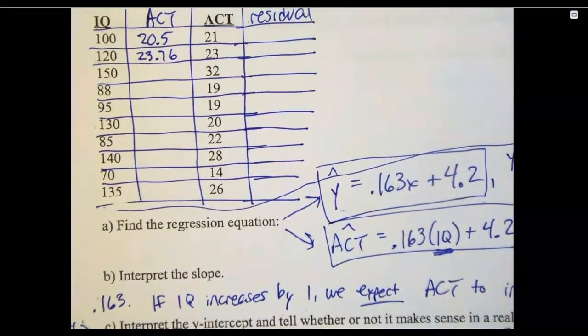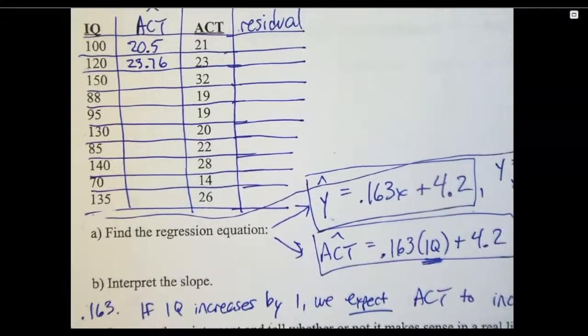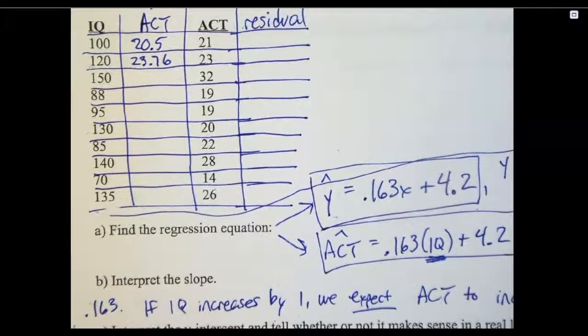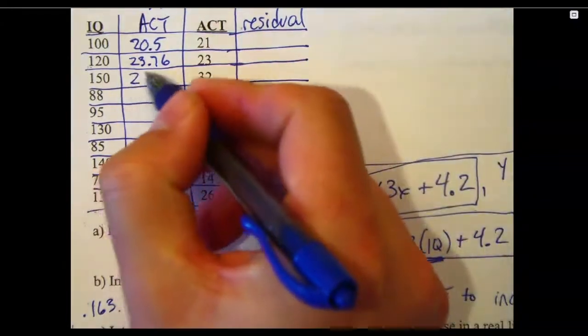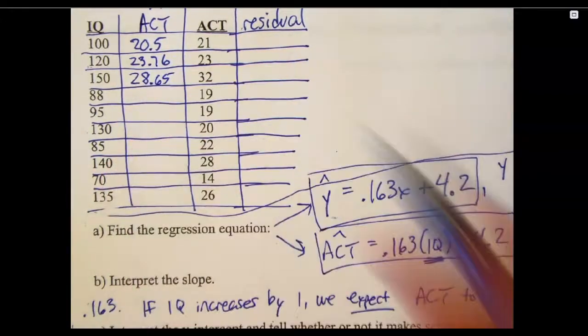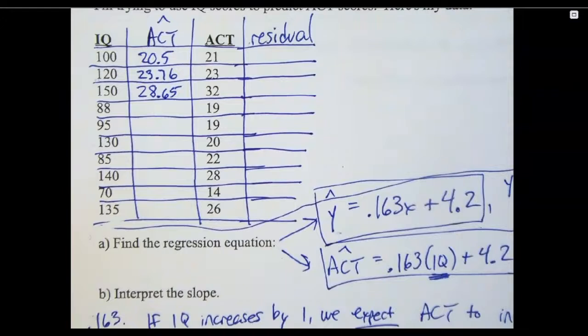That helps, Sarita? You thought I was doing magic calculator work? I was just plugging. So then plug in 150. 0.163 times 150 plus 4.2. 28.65. You guys see what I'm doing? Someone say no. I mean, you mumbled something. Are you good?